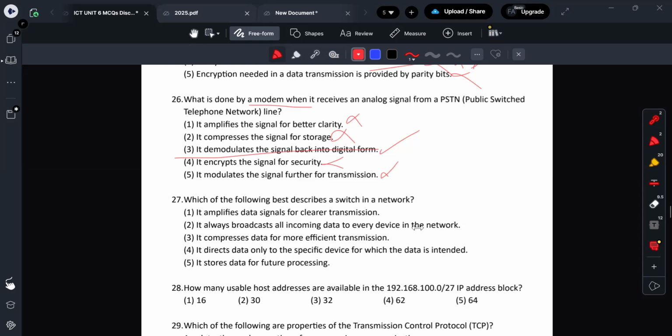Right, okay. Now next they are asking about a switch. What did I say? What does a switch do? It amplifies data signal for clear transmission. No, that is an amplifier. It always broadcasts all incoming data to every device in the network. This is about what? About the hub. A hub, when it receives a packet of data, duplicates and broadcasts it to every single device connected to its ports. Because of that, it causes high network traffic and security risks. Option 2, they are speaking about a hub, right? It compresses data for more efficient transmission. That is also wrong.